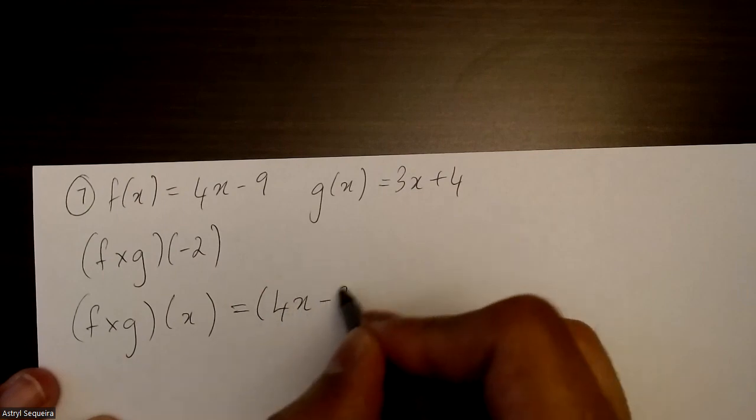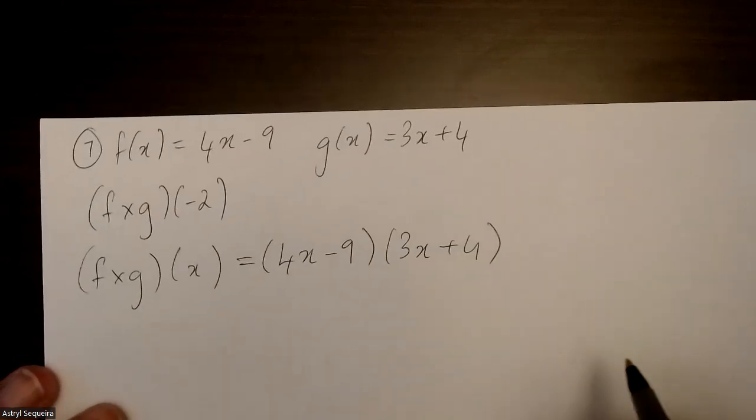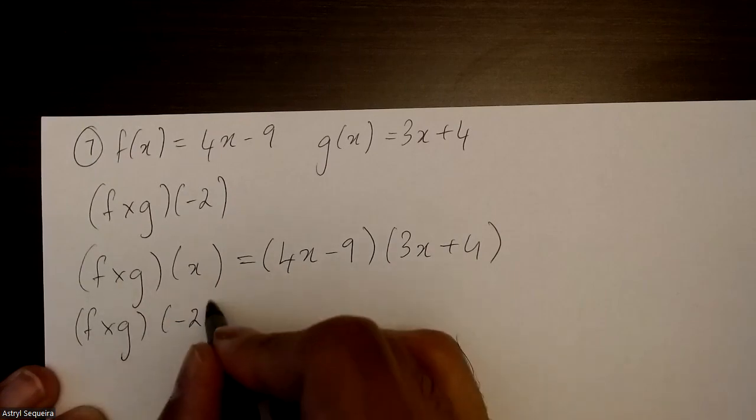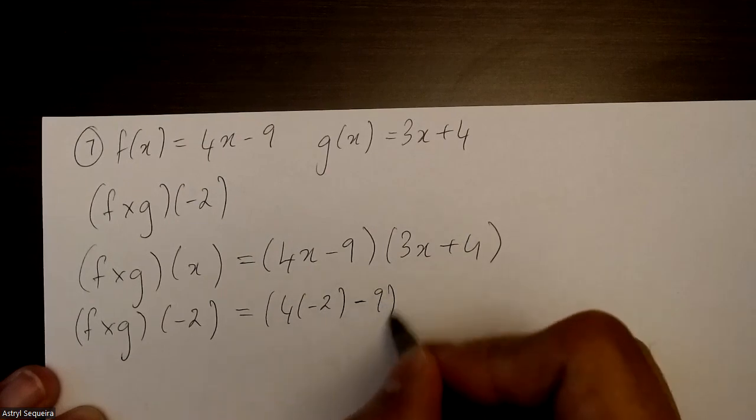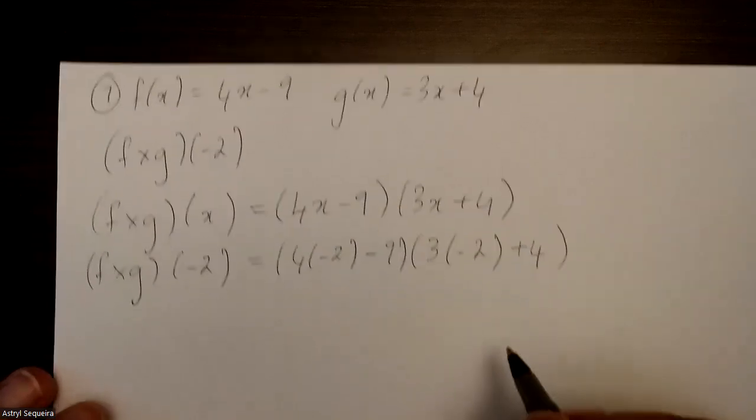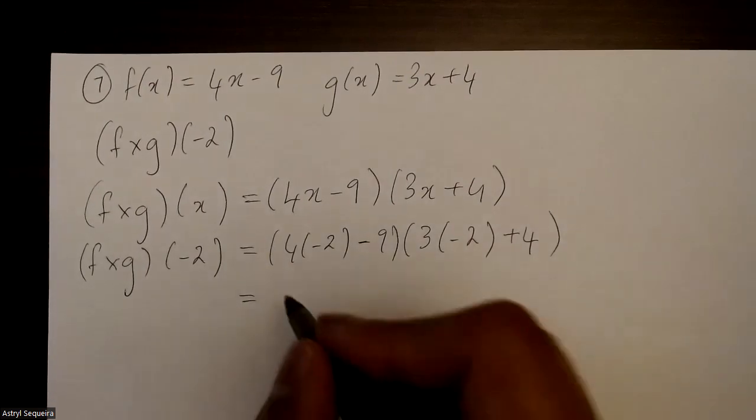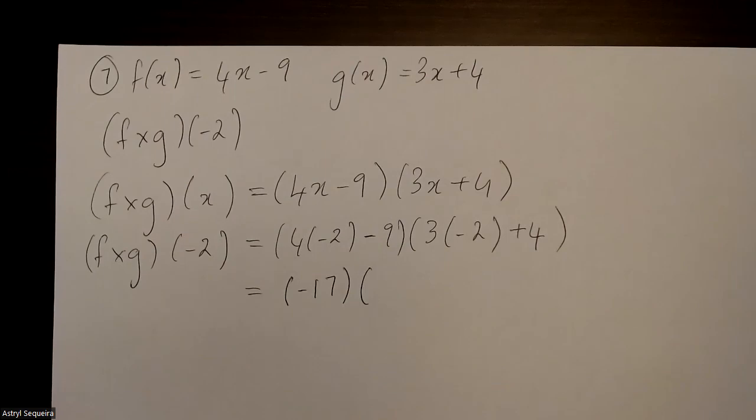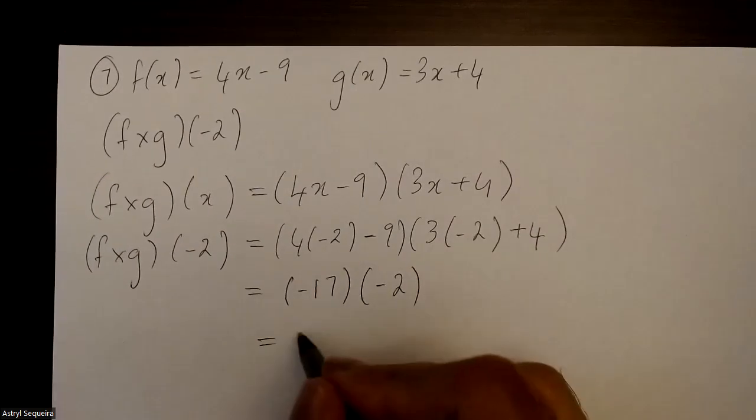So I have 4x minus 9 times 3x plus 4. I don't even need to expand this out. I can just do f times g of negative 2 next. So I'll just sub in my x's as negative 2. I'll put this in my calculator. This is negative 17. This is negative 2. So my answer is just 34.